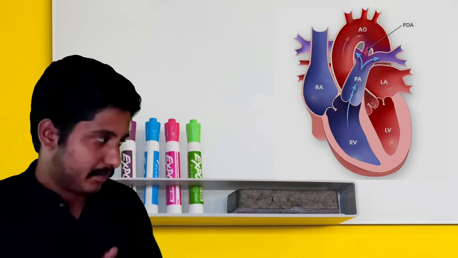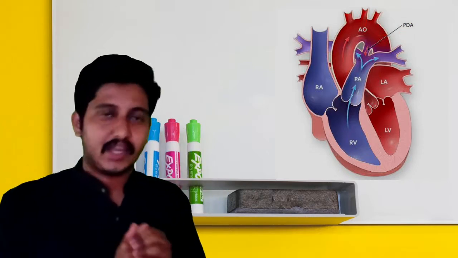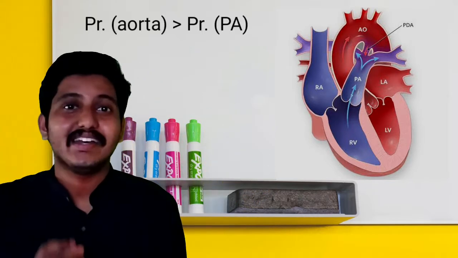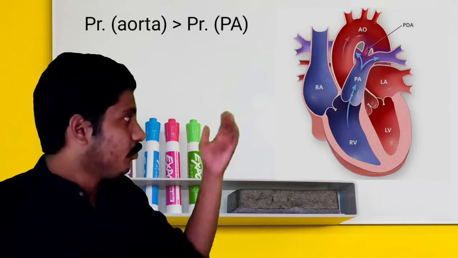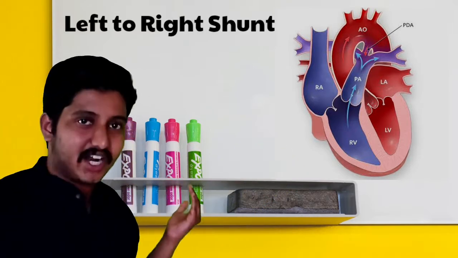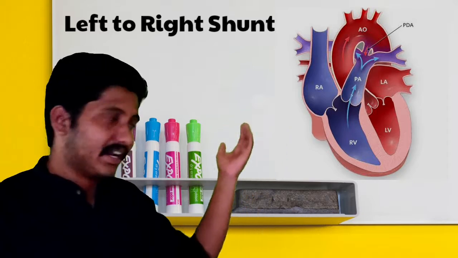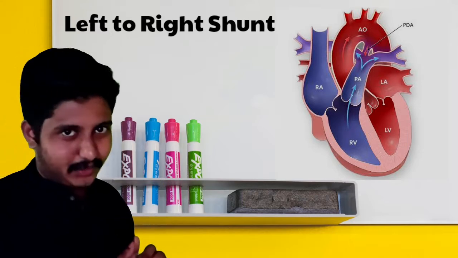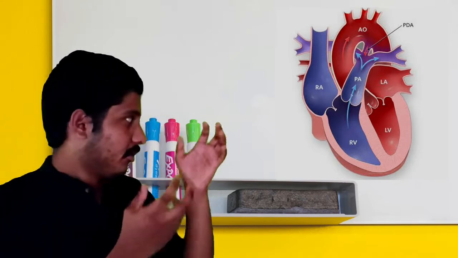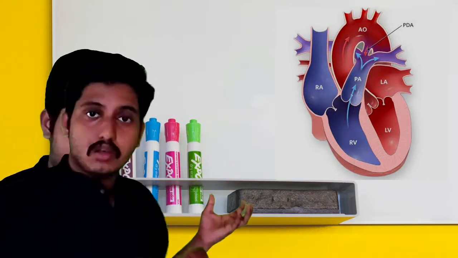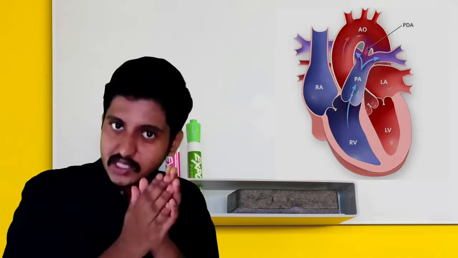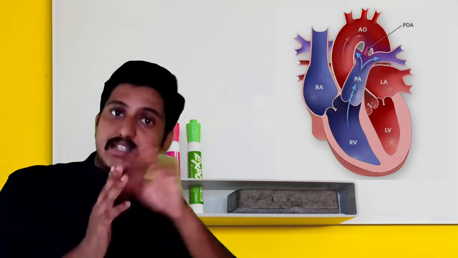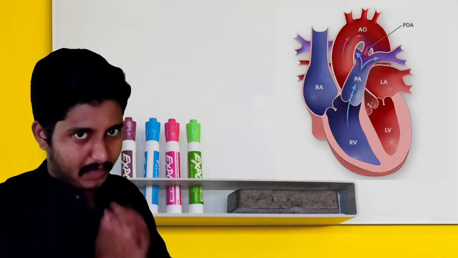So now let's go to the hemodynamics. What is happening here? We can see that the pressure inside the aorta will always be greater than the pressure inside the pulmonary artery. So there will always be a left to right shunt in this condition, from the aorta to the pulmonary artery through the patent ductus arteriosus. So there will be increased blood in the pulmonary artery. Due to this blood flow continuously from aorta to the pulmonary artery, both in systole and diastole, there will be flow from aorta to the pulmonary artery.